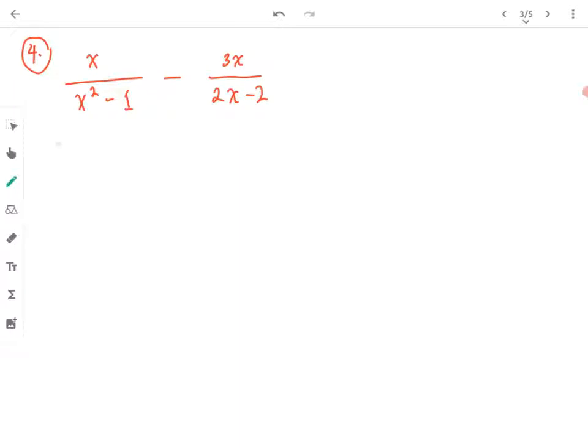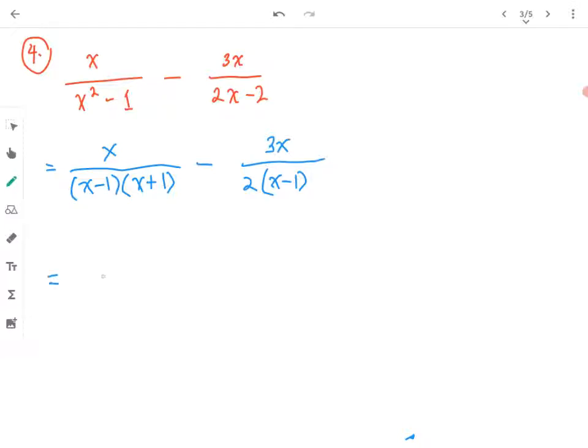Number 4. Let's investigate if we can further factor the denominator. So you can see x squared minus 1 can be factored as x minus 1 times x plus 1. And 2x minus 2 can be factored as 2 times x minus 1. And again, our LCD is we take out the common, which is x minus 1.